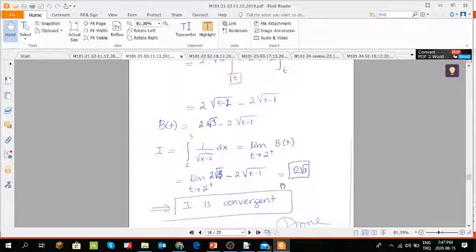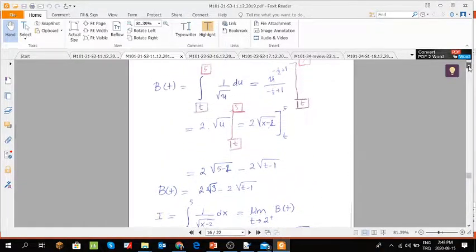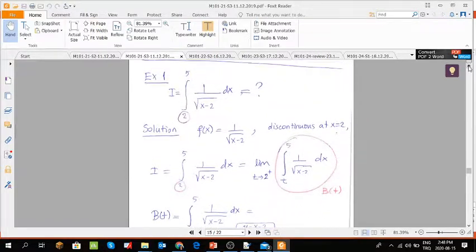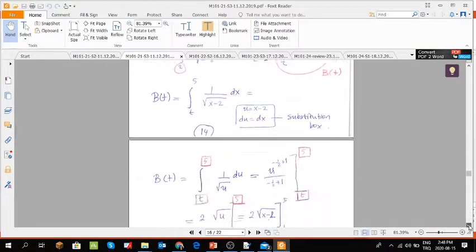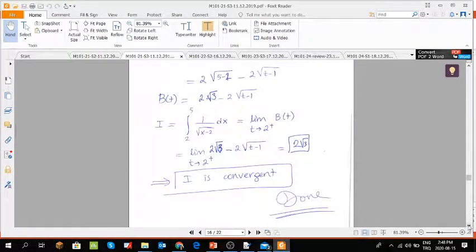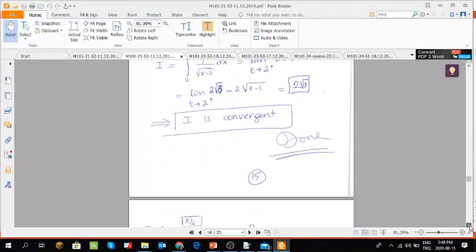The answer is 2 square root of, let's see, t approaches 2 or 1? Just a sec. t approaches 2, by the way. Let's go down here. 2 minus 1 is 1. 2 times 1 is 2. So the answer should actually be 2 square root of 3 minus 1. There's a typo here. So it's a finite number, so the integral is convergent, fine.